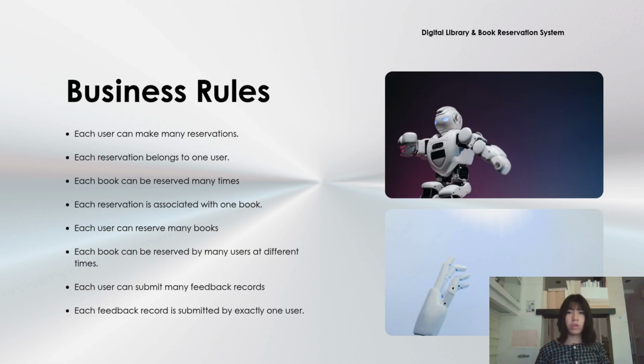Business rules. Each user can make many reservations, where each reservation belongs to one user. Each book can be reserved many times, where each reservation is associated with one book. Each user can reserve many books, where each book can be reserved by many users at different times. Each user can submit many feedback records, where each feedback is submitted by exactly one user.